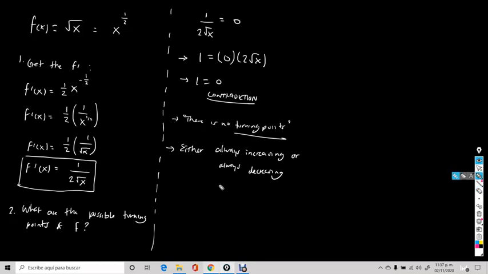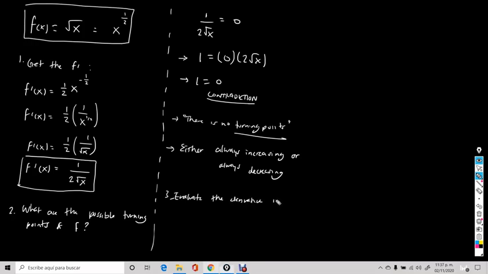And so which one is it? Is this function always increasing or always decreasing? How do we know? Same idea. Evaluate the derivative in any point you want. It doesn't matter. So number 3, evaluate the derivative in any point. Well, in any valid point, obviously.